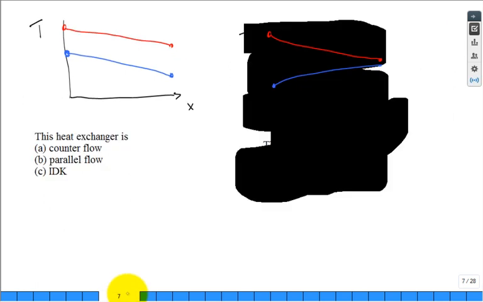Here's another question. You have the same concentric tube heat exchanger, and you have the profile of the hot fluid, and you have the profile of the cold fluid. But I don't know if they're counterflow. I don't know if they're parallel flow. I just don't know. Can you tell which one it is: counterflow, parallel flow, or really I don't know?